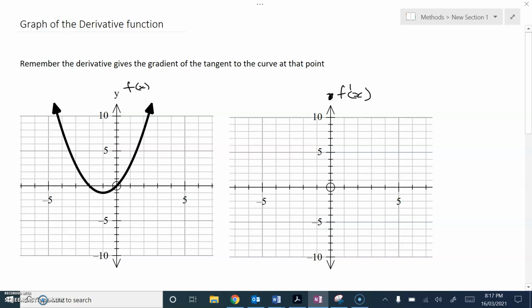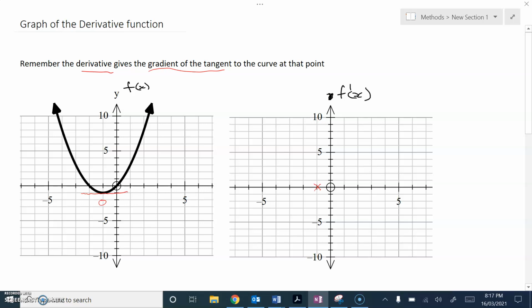Okay, so this video is all about the derivative, the graph of the derivative function. The important thing is to remember that the derivative gives the gradient of the tangent function at that point. So let's have a look at this graph here. The best place to start is the tangent there. The gradient of that is 0.